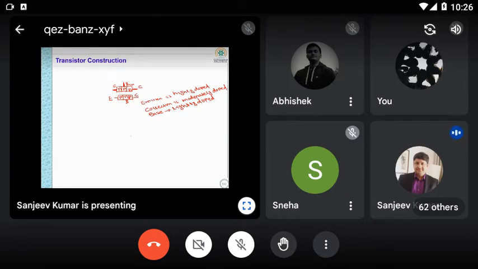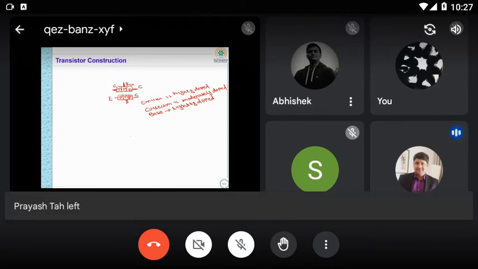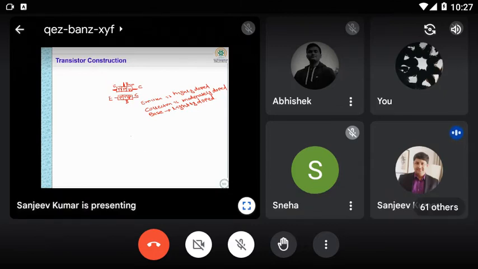Now what is emitter? If you see the name, emitter, it emits the electrons. If I'm taking N type, it will emit electrons. If I'm taking P, here it will emit holes. So here the majority will be electrons, here the majority will be holes. So which one is emitting? That is emitter. Which one is collecting at the end? That is collector. And the base is in between emitter and collector.